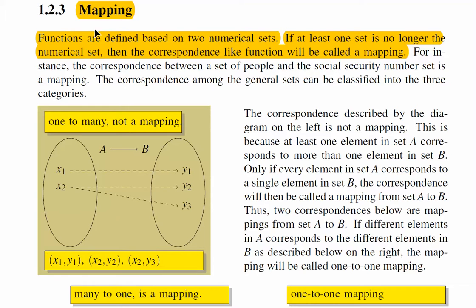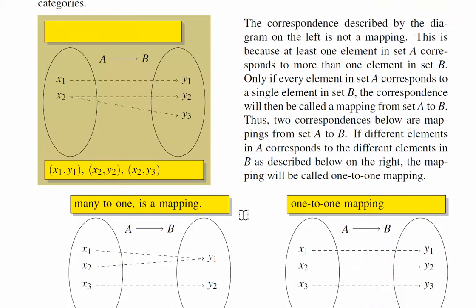correspondence will not be a mapping, because again, x2 goes to y2, x2 also goes to y3. So in B, the elements are not unique, corresponding to the element in A. So the definition is like the definition of function. So one-to-many is not a mapping. This is the whole correspondence, not a mapping. All right. What we did here is one-to-many.